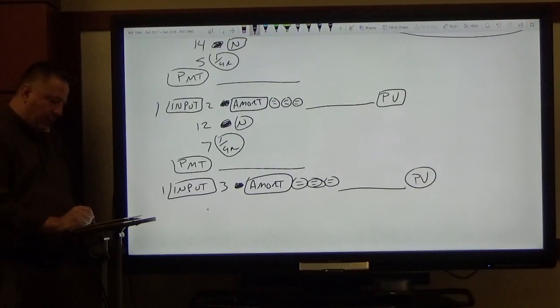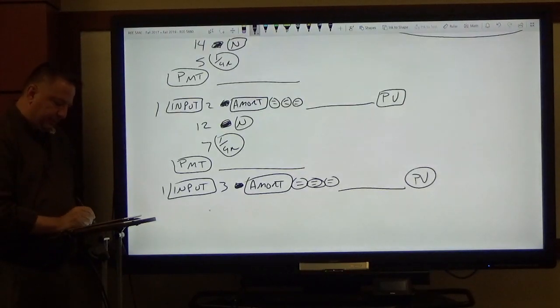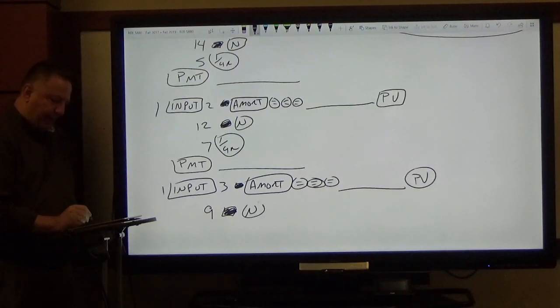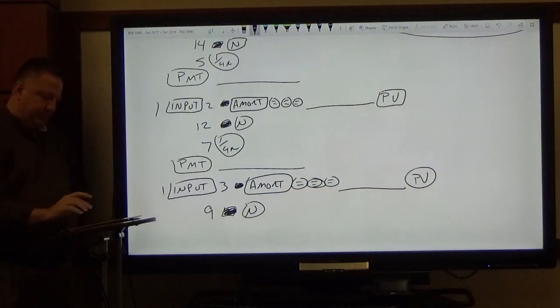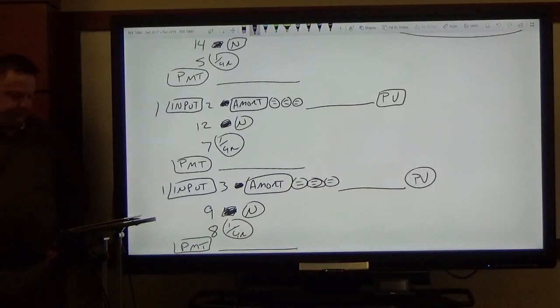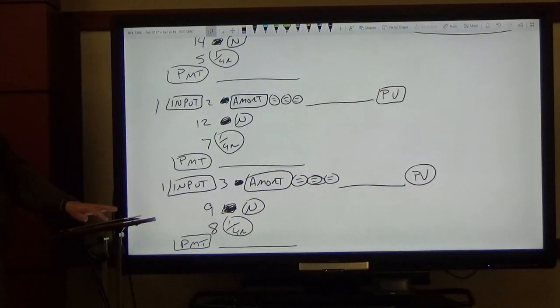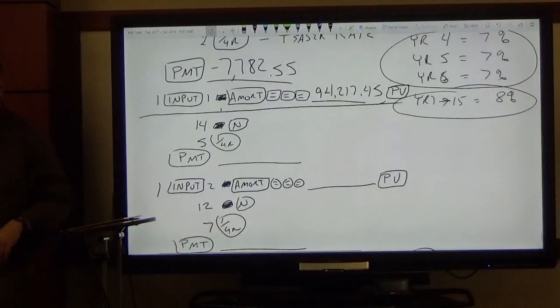Then we have how many years remaining after that? 12 minus 3? 9 years remaining. At what interest rate? 8%. Okay, we get our payment. Okay? All right, so that's the first part of the setup. Okay, so let's go through, let's do that.